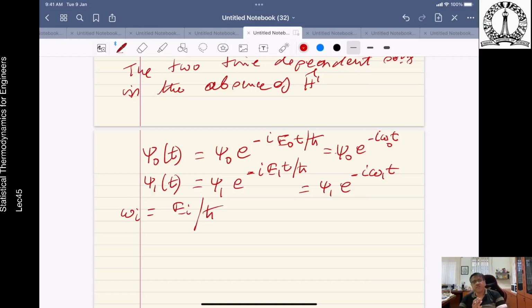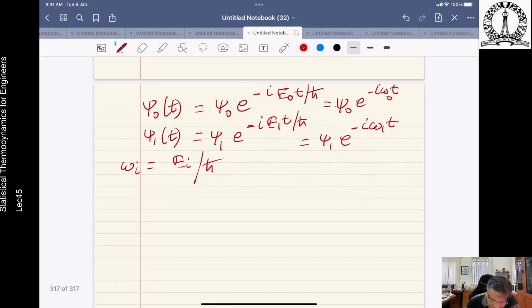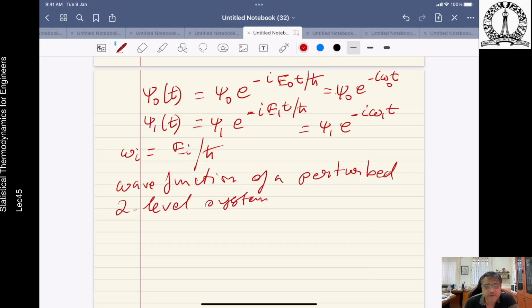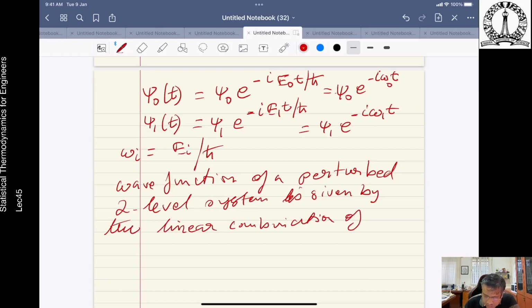So the wave function of a perturbed two-level system is given by the linear combination of a complete set of functions ψ0 and ψ1.